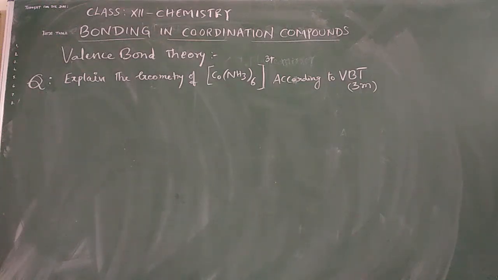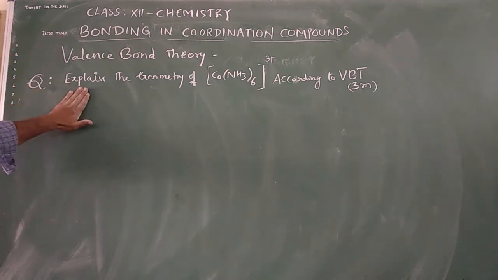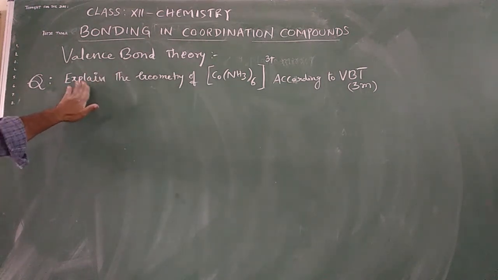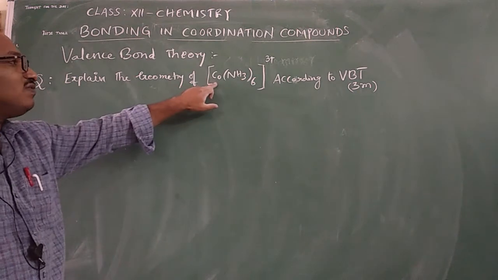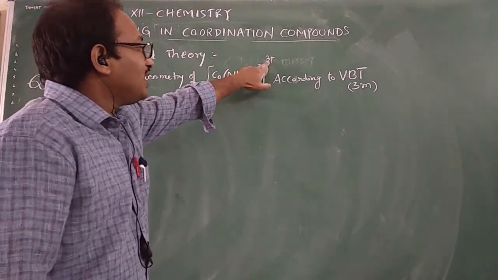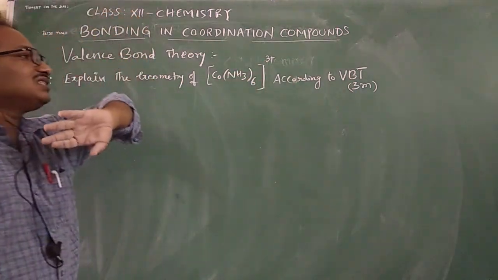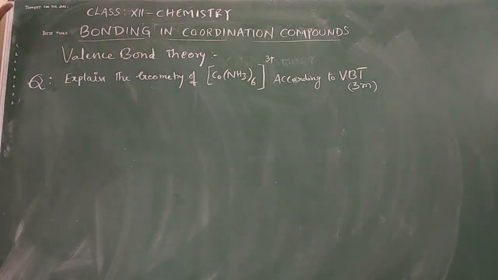Good morning, children. Today I am going to explain one important topic, that is valency bond theory in the lesson coordination compounds. Definitely, this is a sure question here. The question is like this: explain the geometry of [Co(NH3)6]3+ according to the valency bond theory. VBT means valency bond theory.